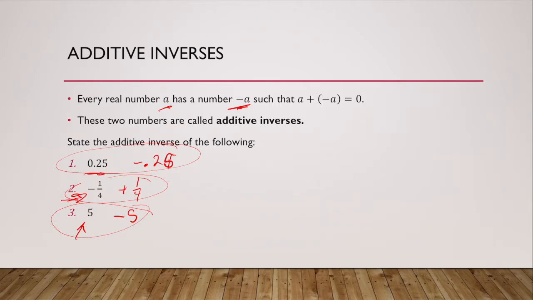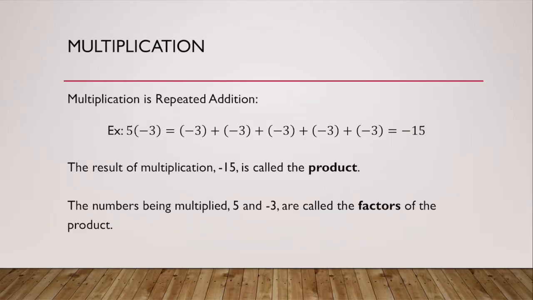Let's talk about multiplication. Multiplication is really repeated addition. If I went 5 times negative 3, that's really telling me to add negative 3 five times. And I would get a negative 15. 5 times negative 3 is negative 15. The result of multiplication, when I multiply any two numbers, is called our product. And the numbers being multiplied are called the factors of the product.